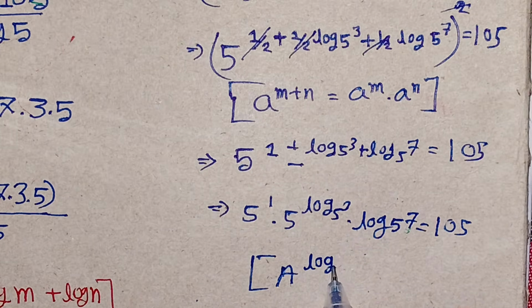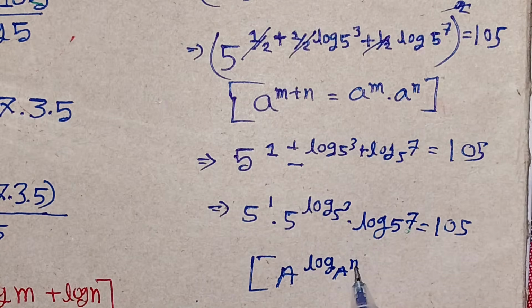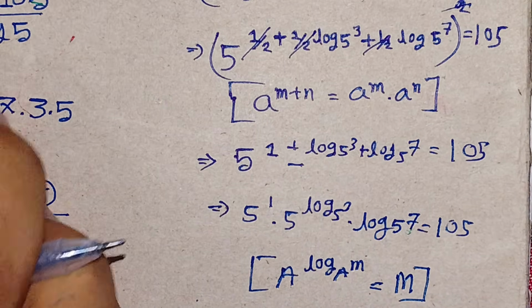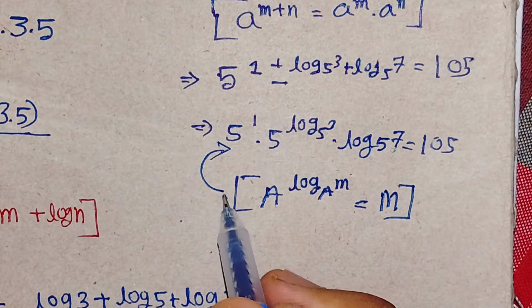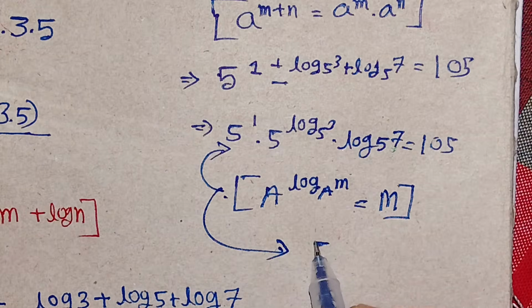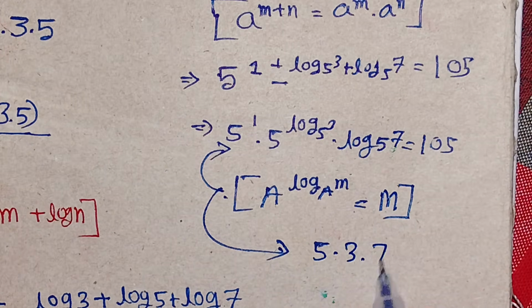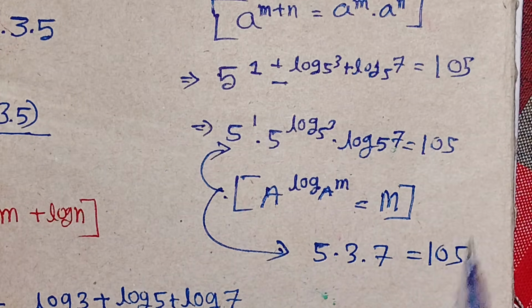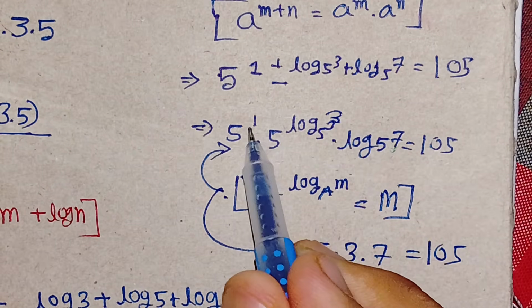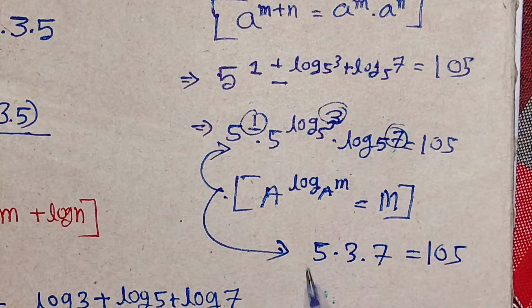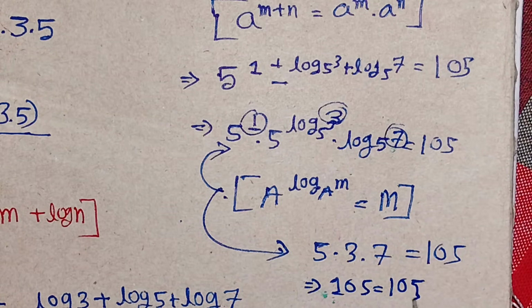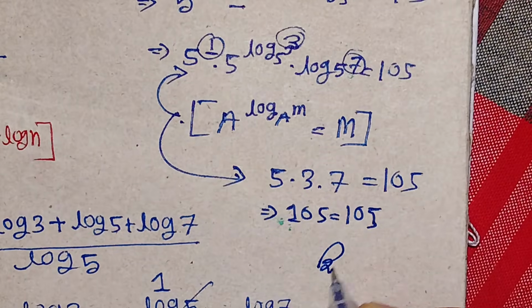Now we will use this logarithm formula: a to the power log m base a is equal to m. By applying this formula in this equation, we'll get 5 times 3 times 7 equal to 105. Now we'll multiply and we'll get 105 is equal to 105.